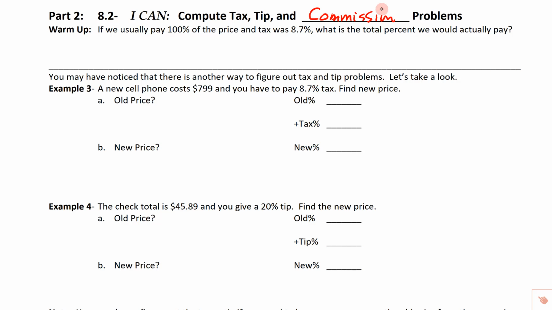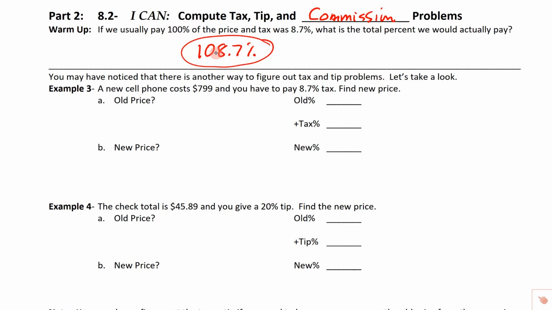Now, as the warm-up, we usually pay 100% of the price, and the tax was 8%. What is the total price we would actually pay? So we're going to pay 100% of the price, and then the tax is going to get added on top of that. So what percent would we actually end up paying? Well, we're going to pay the 100% plus the 8%, so we're actually going to pay 108%. That's the percent that we actually pay. That's why when we go buy something, it seems a little more expensive because we get up to the cash register and they say, oh, you've got to pay for the price plus that little bit of tax.